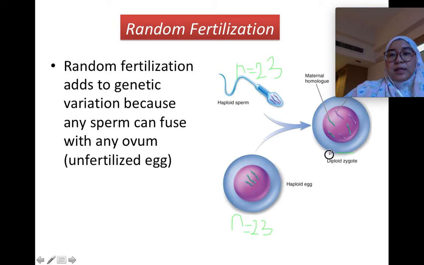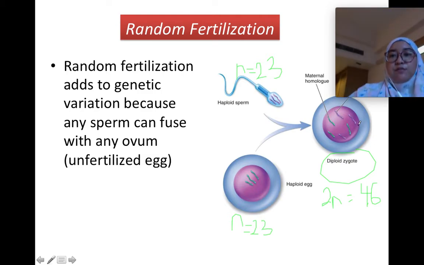forming this diploid zygote. So the zygote is already 2n equals to 46. Okay. So inside this zygote, we have a combination of maternal homologs, which is from the green part here, and paternal homologs from the sperm. But even from the father's sperm, not all the combinations of genetic material are the same. We have millions of different sperms, and each month a woman only releases one ovum.